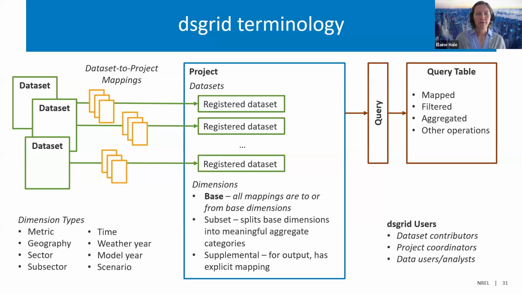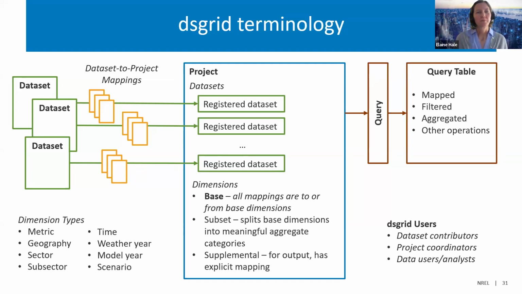So I just want to give you a quick flavor for what it's like to work in the software. We basically have a few key concepts that are used in the software to make sense of all of this and do the work. Basically, dsgrid is organized around the concept of a project. And a project is a set of data sets and a set of dimensions.